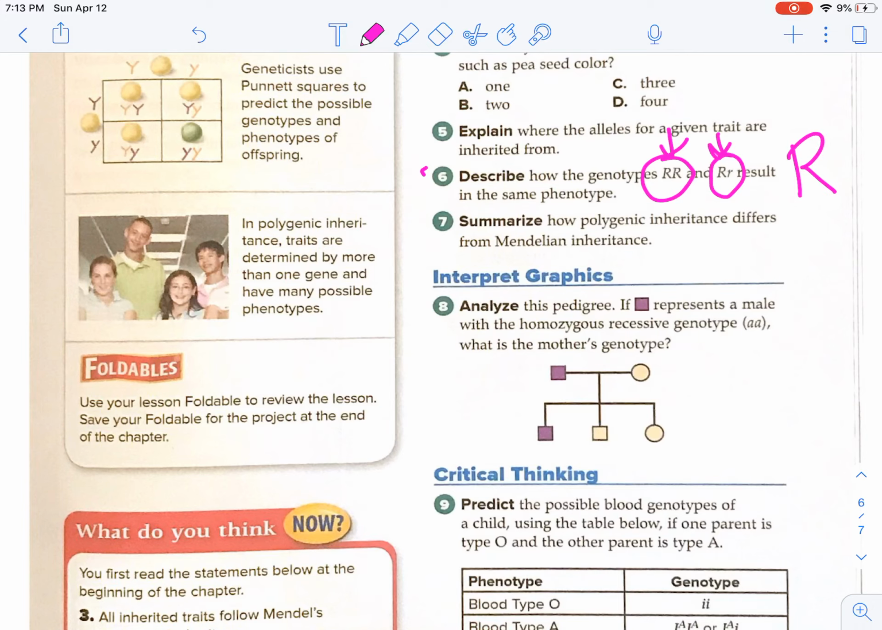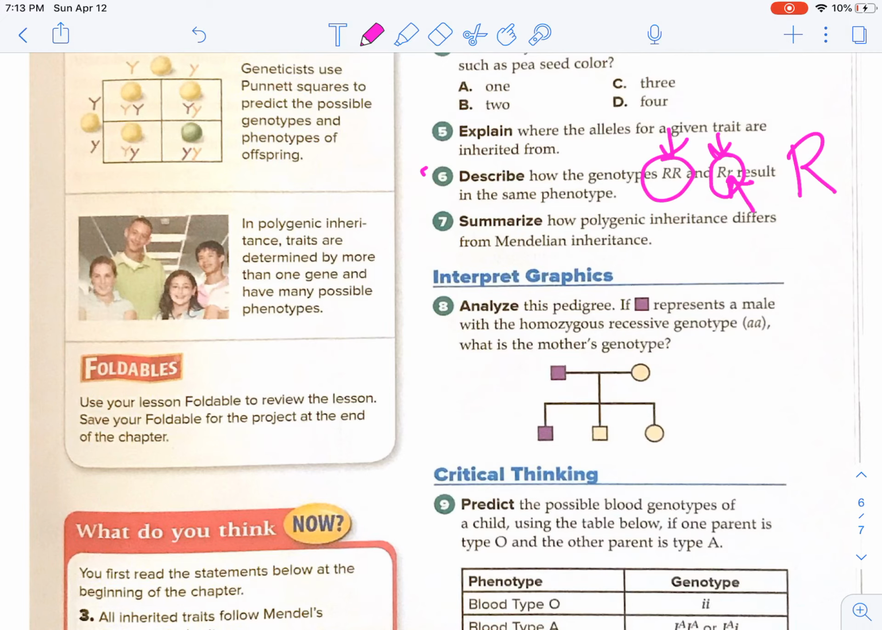And so in simple Mendelian inheritance, if the allele capital R is dominant, then capital R, capital R, or homozygous dominant, and heterozygous, or capital R lowercase r, would have the same phenotype, because the capital R would be masking the lowercase r, the recessive. It would be overpowering or masking it.